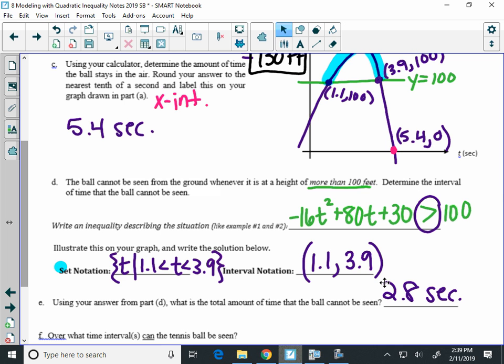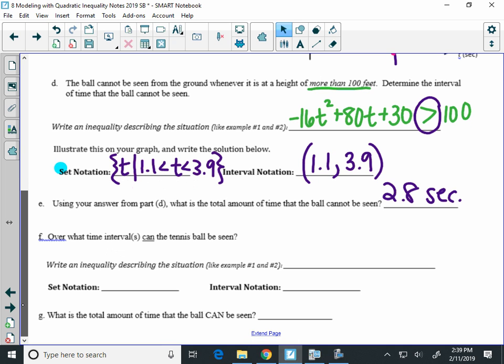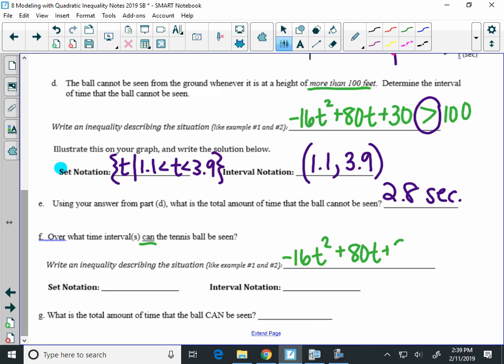Good. Now we're almost done with this one. It says, now over what time interval can the tennis ball be seen? Okay, so we're going to start by writing an inequality that will represent just like we did up here in part D. So write an inequality where you can see the tennis ball. So what we have here again is our inequality that we started with, the equation for the height. And this time I want to know if I can see the tennis ball.